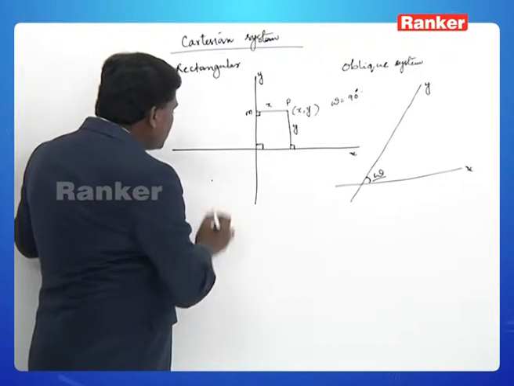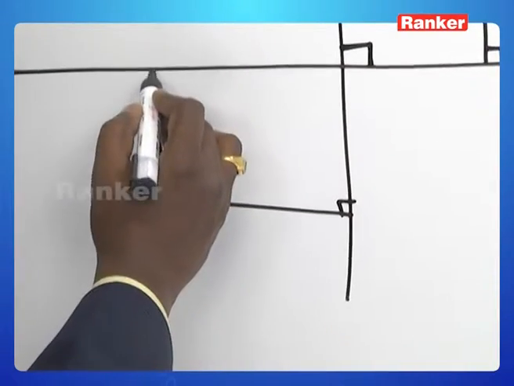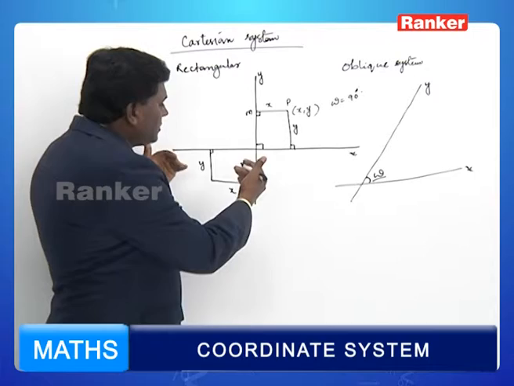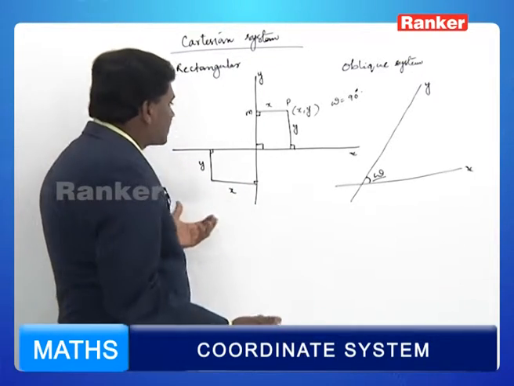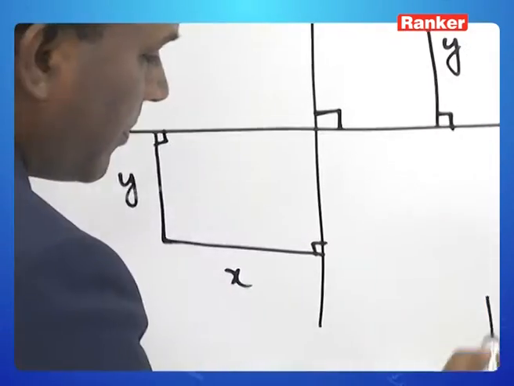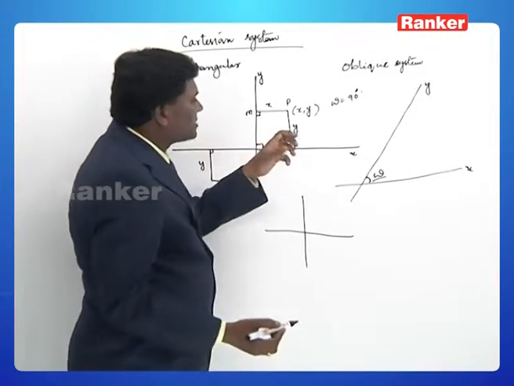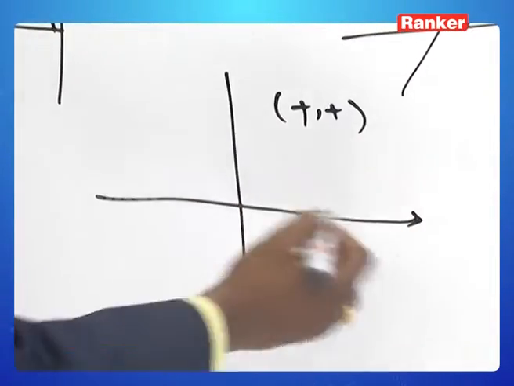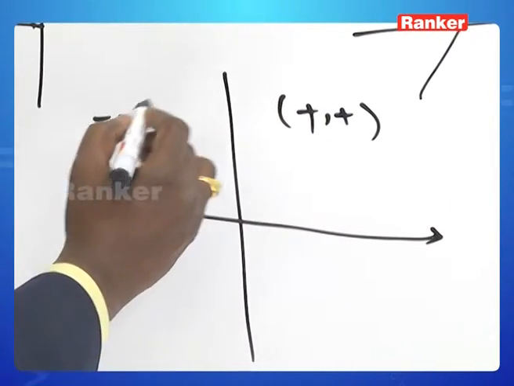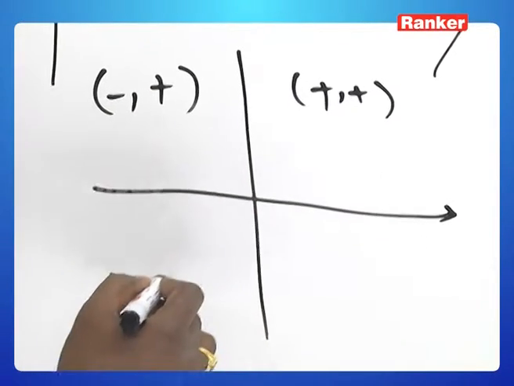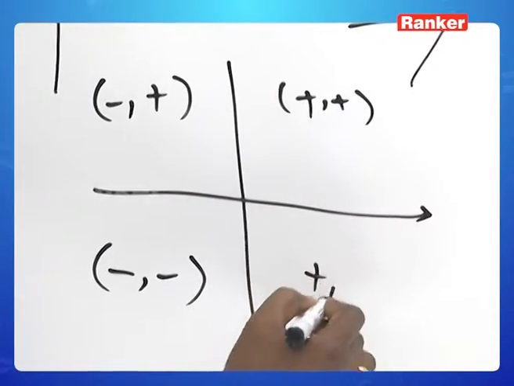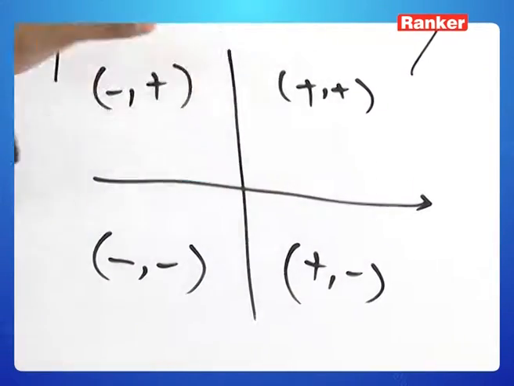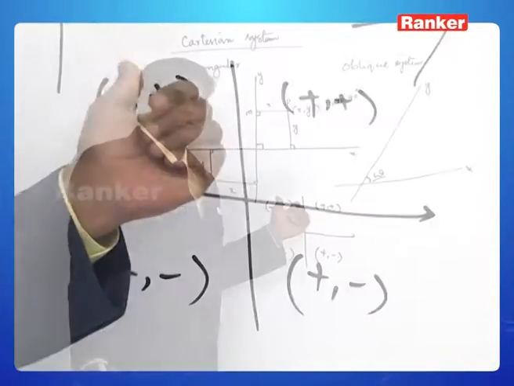In case the point is in the third quadrant, the abscissa as well as the ordinate both become negative values, because the point lies to the left of the y axis as well as below the x axis. So depending on the quadrant, we choose the appropriate signs for the x and y coordinates. In the first quadrant, both are positive. In the second quadrant, the x coordinate is negative and the y coordinate is positive. In the third quadrant, both are negative, and in the fourth quadrant, the x coordinate is positive and the y coordinate is negative. Like this, we decide the signs of a point in different quadrants.